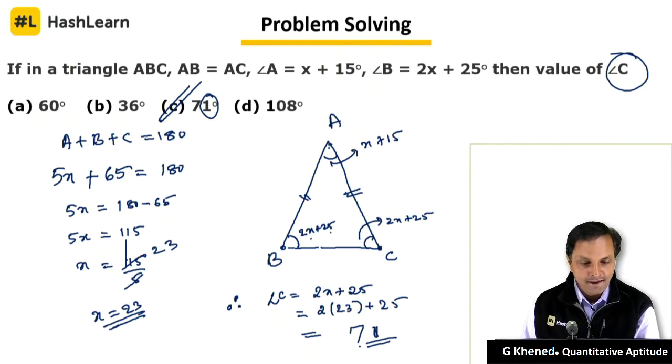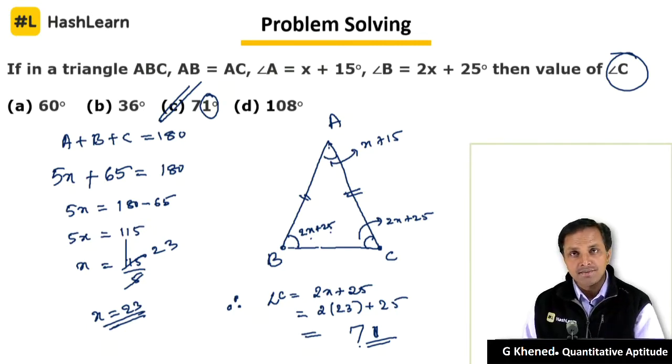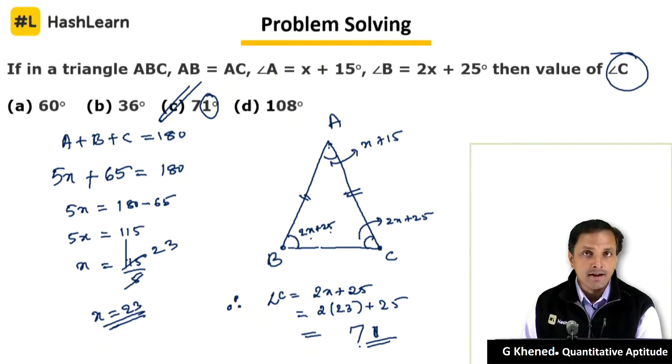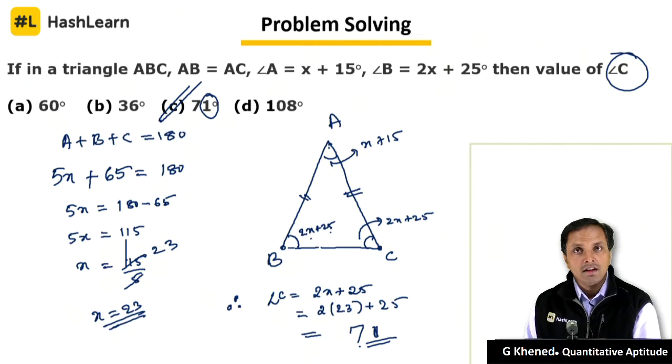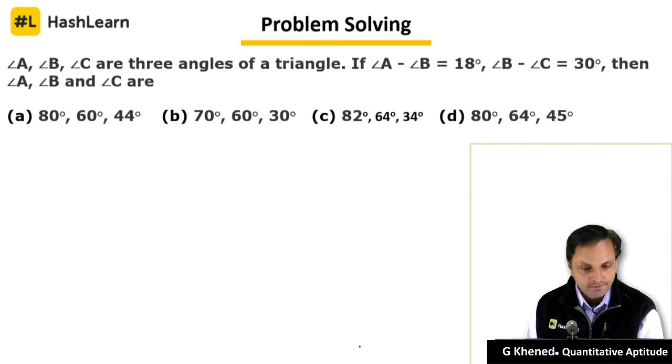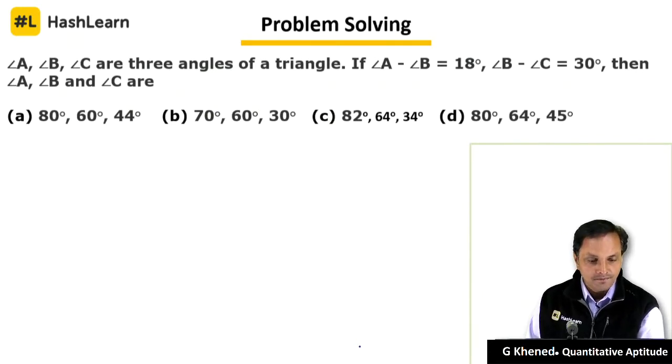Okay, fine. So here you have to note two important concepts. All the three angles when you add, you should get in a triangle sum as 180 degree, and if all three sides are equal, it is an equilateral triangle, all the angles are same. If it is an isosceles triangle, angles opposite to equal sides are equal. So with this, we shall move on to the second problem.